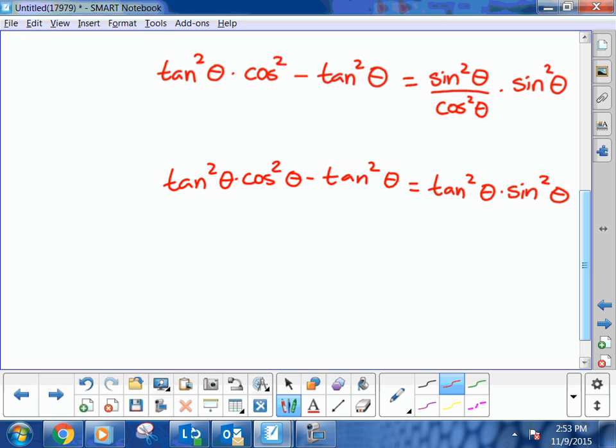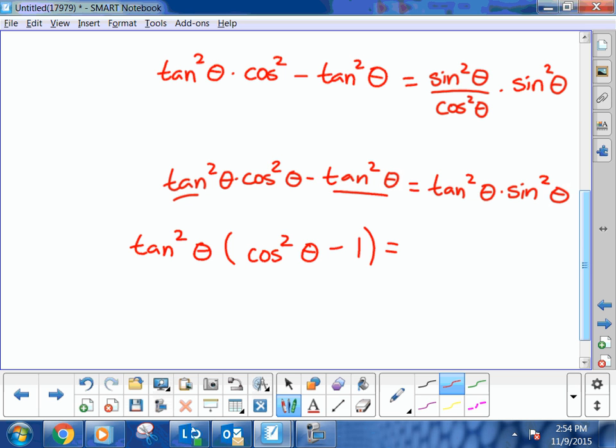And then if you're the one looking at this, you can say, okay, there's a tangent in common between them. You've got to factor it out first, because remember we distributed that, which means that if I factor out this tangent squared theta, I'll be left with this cosine squared theta minus 1.